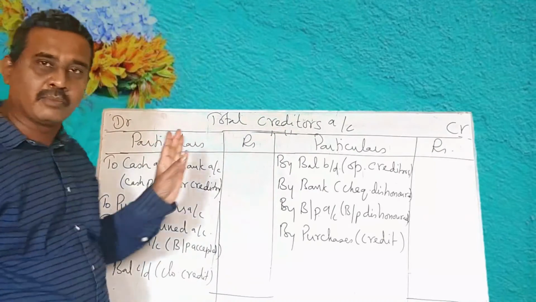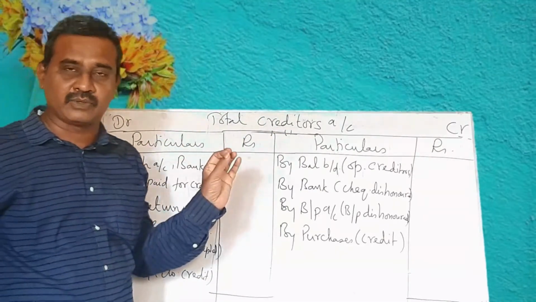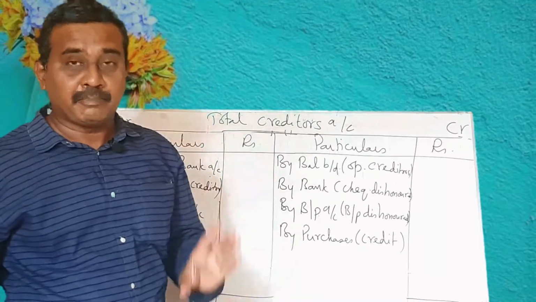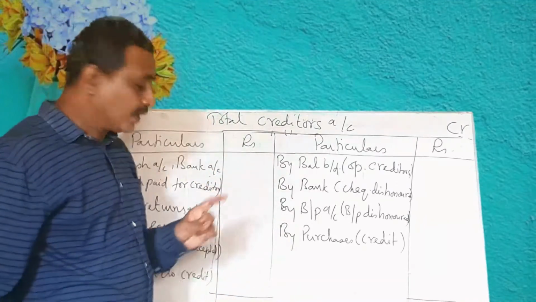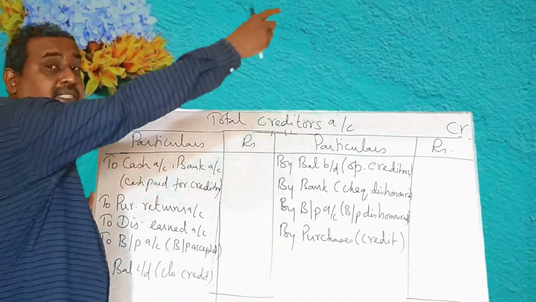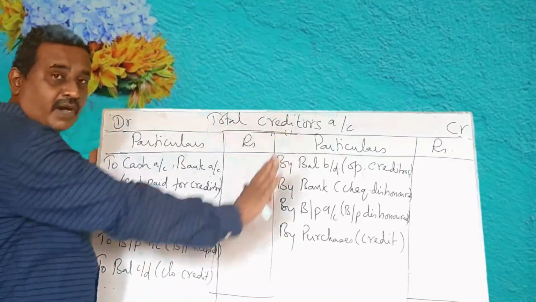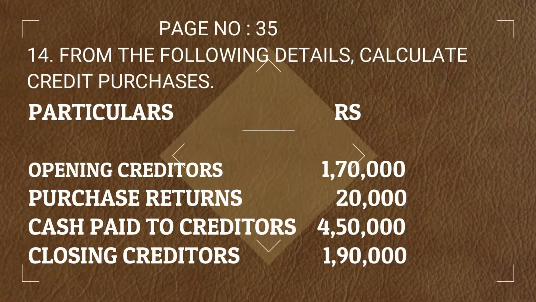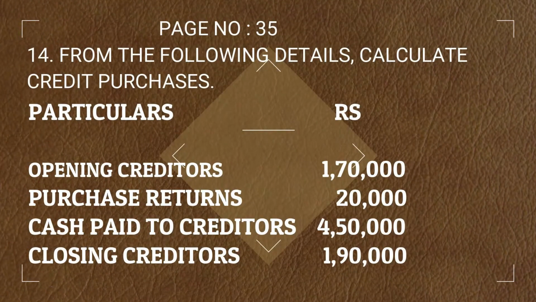Now, hope you have understood the total creditors account. The total creditors account is prepared to find out the credit purchases, and the bills payable accepted will be brought from the bills payable account, and this is the format of the total creditors account. Now, let us do one sum which is given in your book. Let us take the 14th problem.